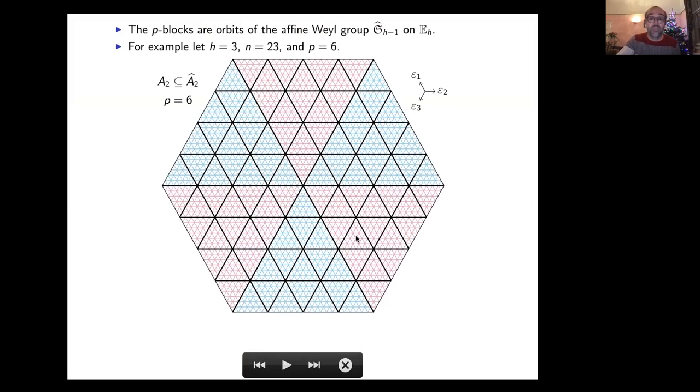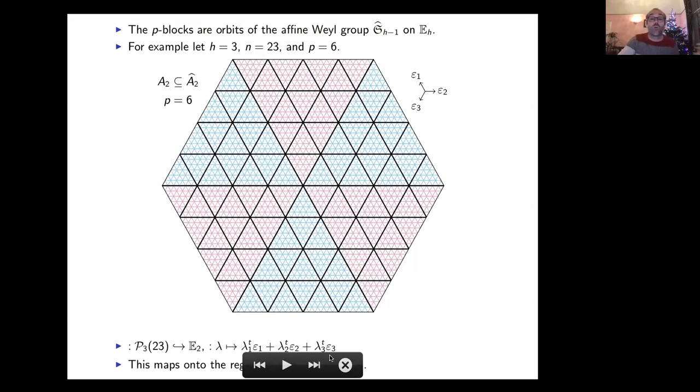So here's an example. What I've drawn here is a finite amount of tiling because I only have a finite amount of space. But the things to notice are, okay, so H is 3. So I've done my 3 directions, but projected down onto 2-dimensional space. P is 6. So notice that all of these black lines are 6 pink lines apart. And n is 23, so I'm going to embed some partitions of 23 into here using this map.